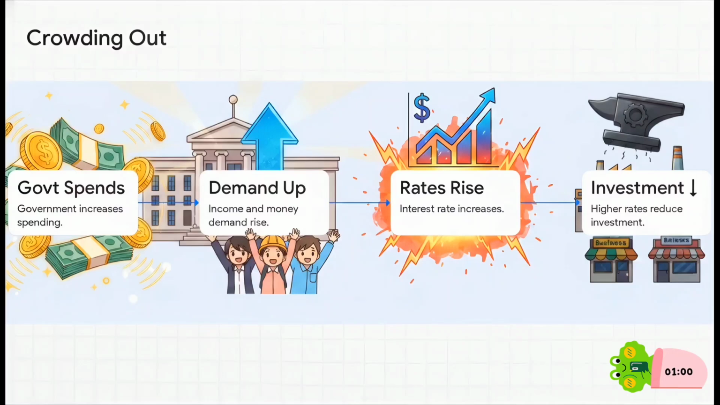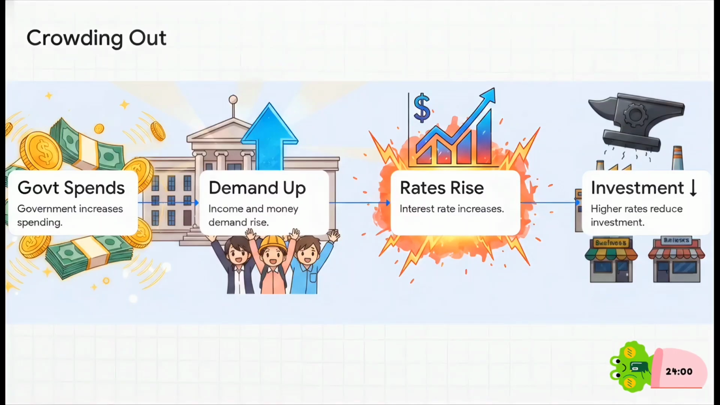The most famous plot twist is probably the crowding out effect. Let's break this down step by step. First, the government aggressively increases spending. That's expansionary fiscal policy. As a direct result, overall income rises, which means the public's demand for money also rises. Because money demand is up, the interest rate gets pitched higher. And here is the real kicker.